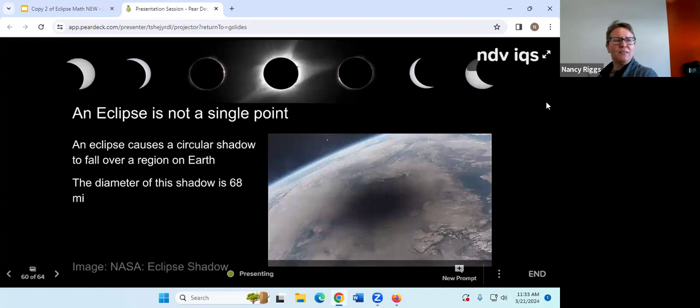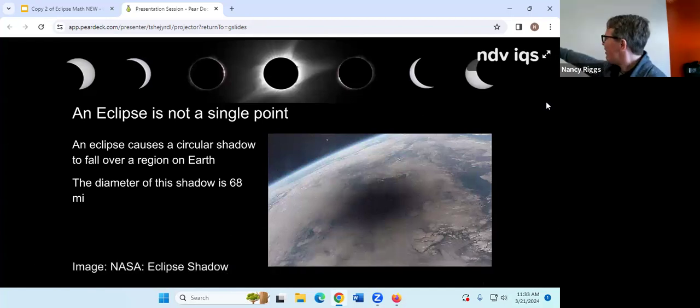So an eclipse is not a single point. I've got a picture here from one of the satellites of the shadow of the moon on the Earth. That's what's happening when we've got the eclipse. Now the diameter of that shadow, from one end to the other, is about 68 miles. So fairly large shadow there.